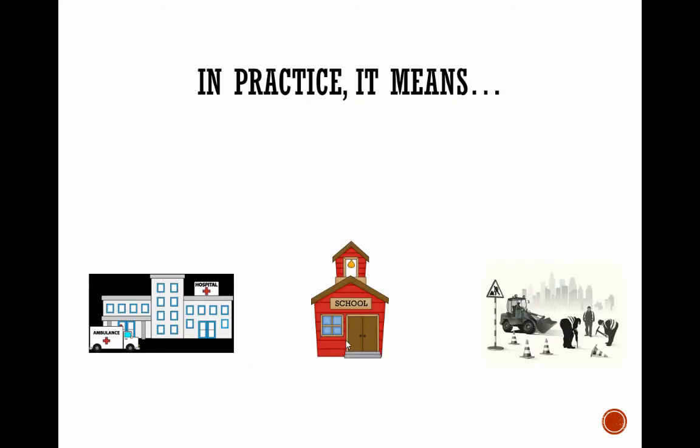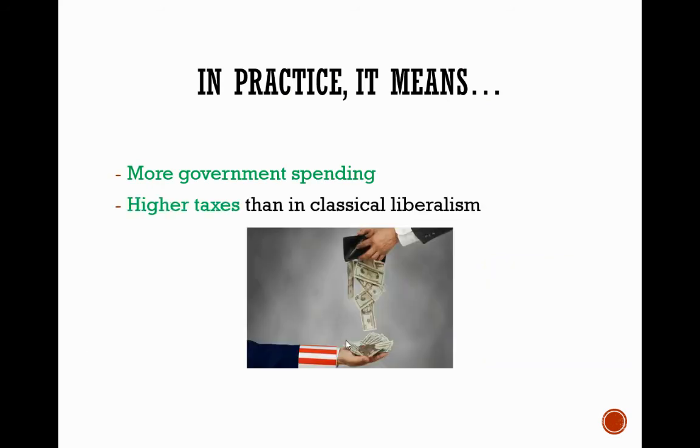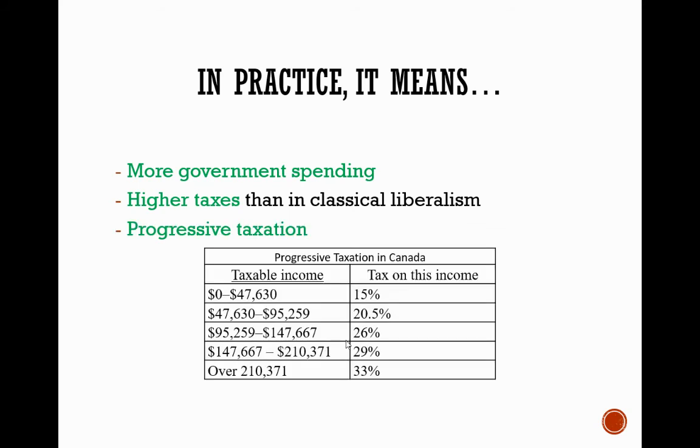So in practice, what does it look like? It means more government spending. It means higher taxes than in classical liberalism. So the government takes more money from its citizens, but the government also does more things with that money and does things to help people in society. Okay, it includes what's called progressive taxation.